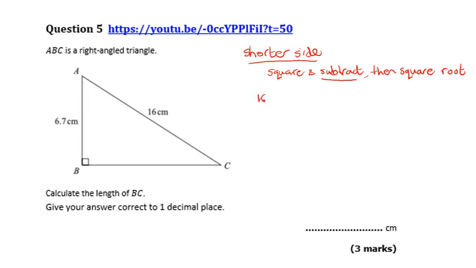So I would do 16 squared minus 6.7 squared. You type that into your calculator and you'll find 211.11, and then I want to square root that. You could just do square root answer, and we get 14.5 correct to 1 decimal place.